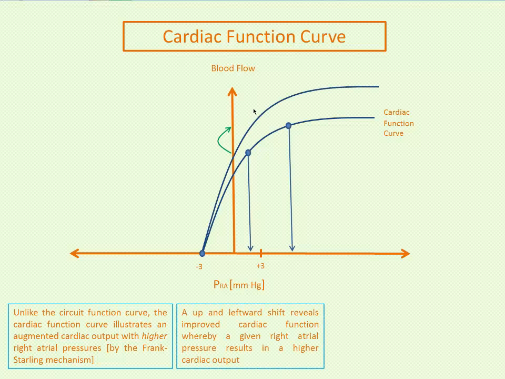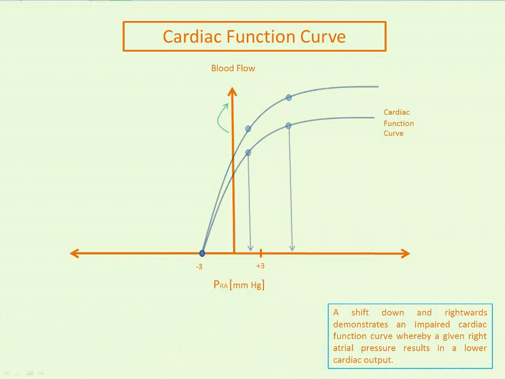you will have a greater cardiac output for a given right atrial pressure for this curve compared to this curve. You can see here on this resting curve, at right atrial pressure here compared to right atrial pressure here, you have an increase in your cardiac output from here to here. But for this cardiac function curve, it's actually improved even more. So your cardiac output for the same right atrial pressures will increase, and that is demonstrated by an increased cardiac function, a shift up and to the left of the Frank-Starling curve.